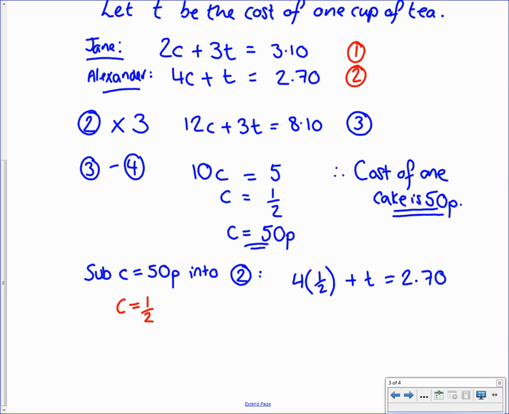Now we're trying to solve this for t, so 4 times a half gives us 2. 2 plus t is £2.70. We can take the 2 away from both sides to give us a cost of 70 pence for a cup of tea. So again, relate it back to the context and say t costs 70 pence. Now we've not actually answered the question yet. The question asks us to find the cost of 1 cup of tea and 2 cakes.